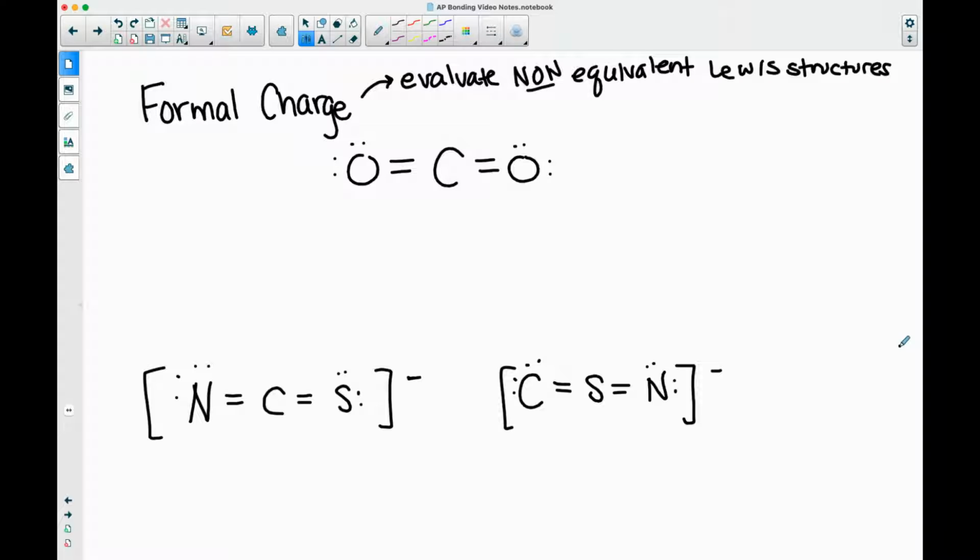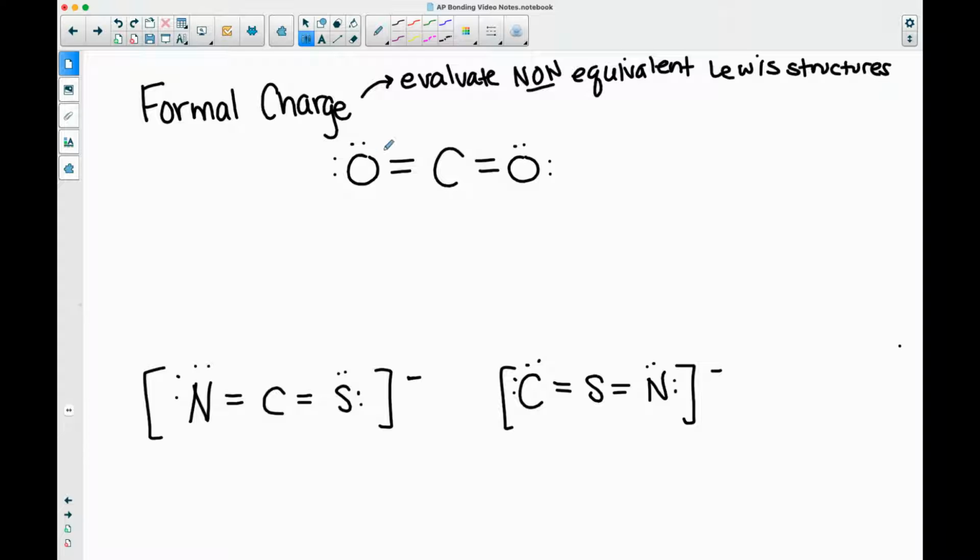So, formal charge gives us a way to evaluate non-equivalent Lewis structures. And before we talk about evaluating these non-equivalent Lewis structures, let's first talk about how to calculate formal charge. Formal charge gives us a way to make sure that we are attributing the electrons that are shared to individual atoms.